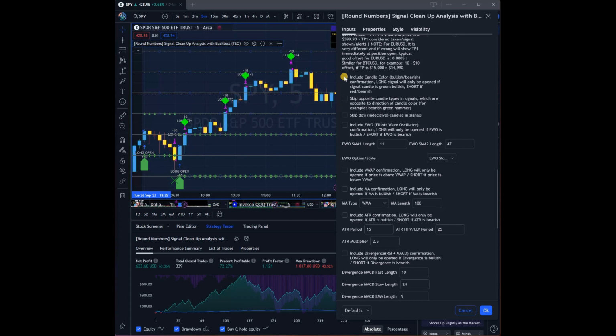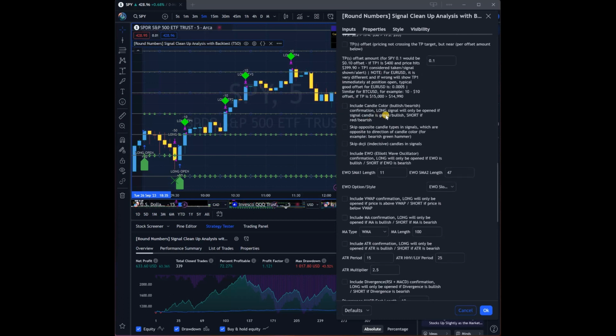Let's continue on to the candle analysis. This is basically candle color. If the signal is bullish, the candle must be bullish for a long signal, and here it's blue or yellow. For the opposite, the same way. If not, it's not gonna open a signal.